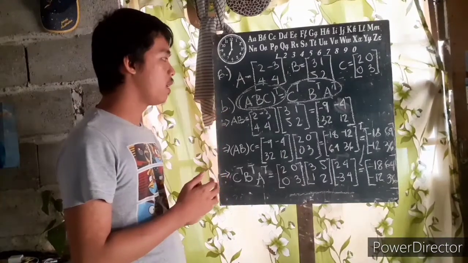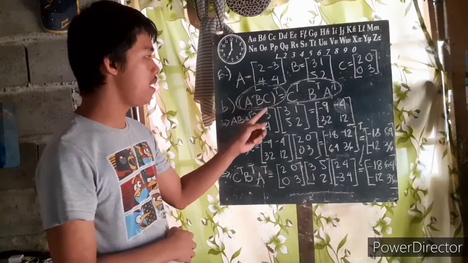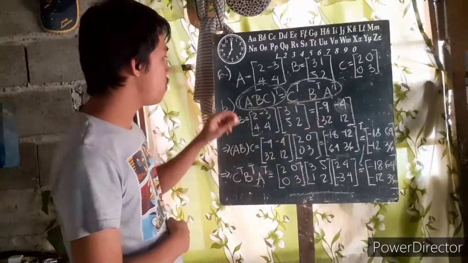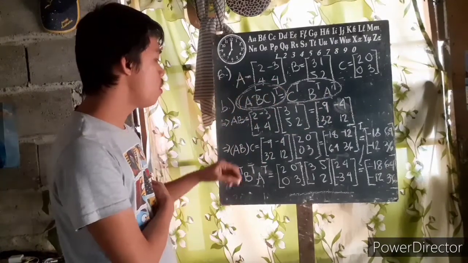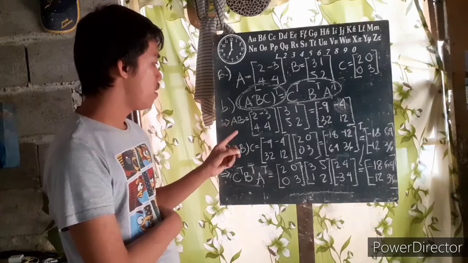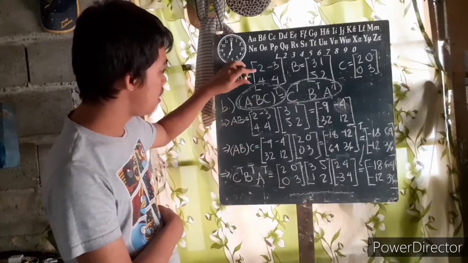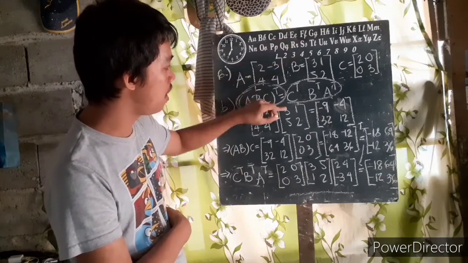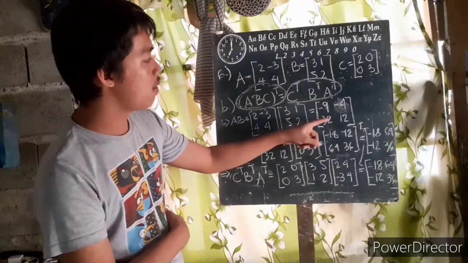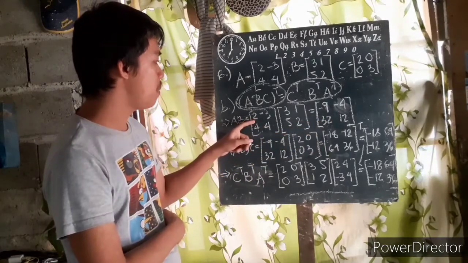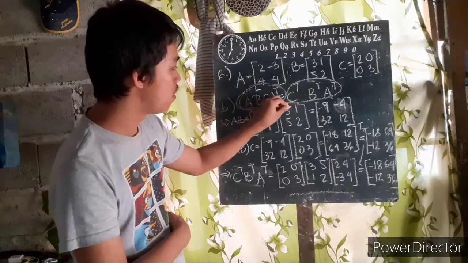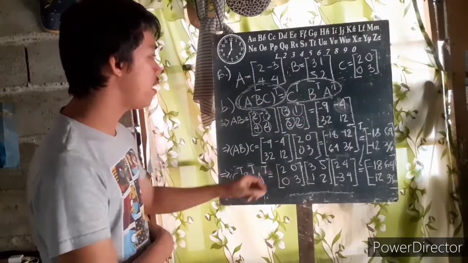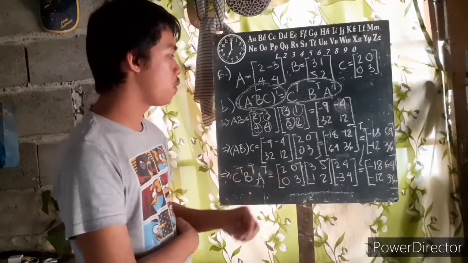And now in B, we have the transpose of ABC equals the transpose of C times the transpose of B times the transpose of A. First, we need to multiply AB, where the matrix of A is 2, negative 3, 4, and 4, multiplied by the matrix of B, which is 3, 1, 5, 2. To get this result, we multiply each element of row into column. So we get the result of negative 9, negative 4, 32, and 12.